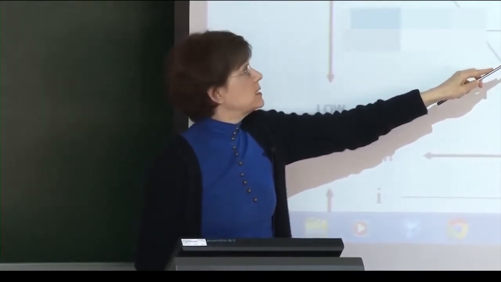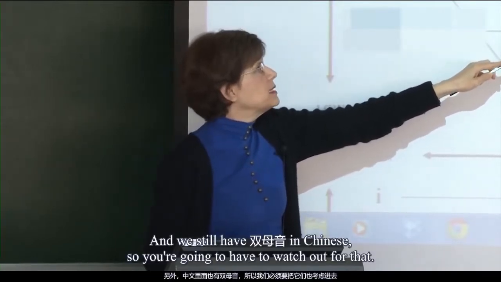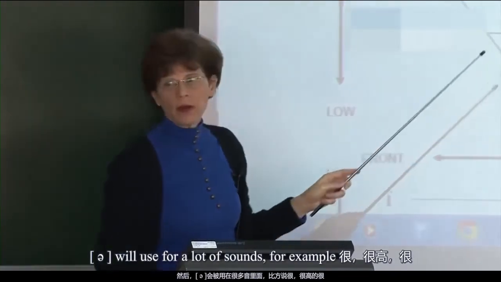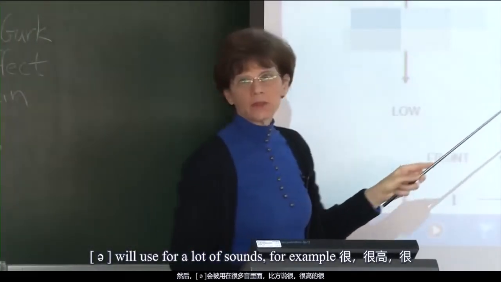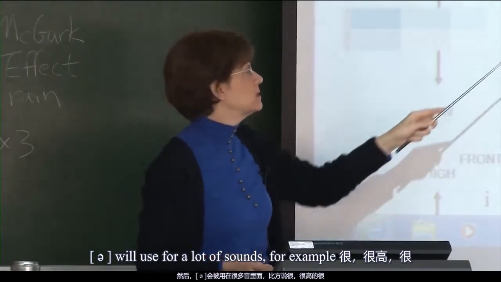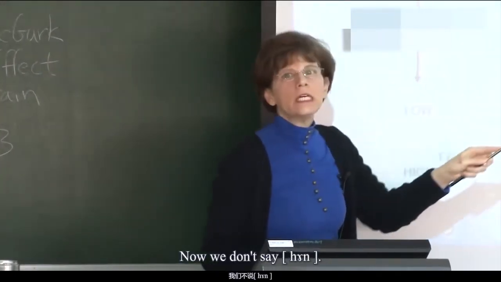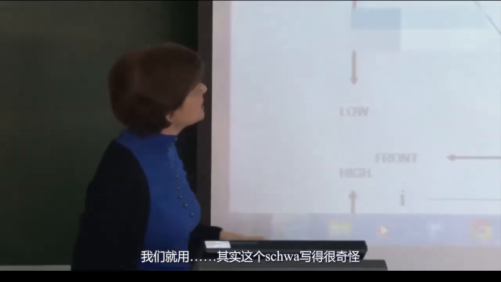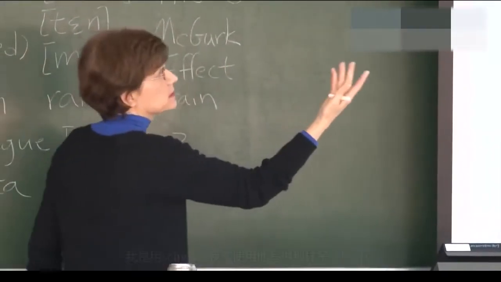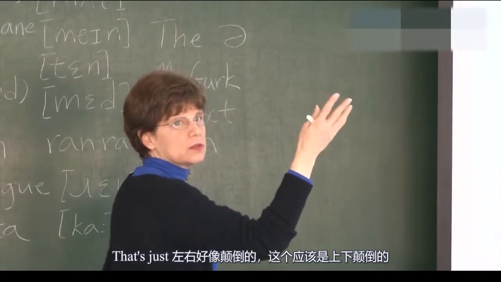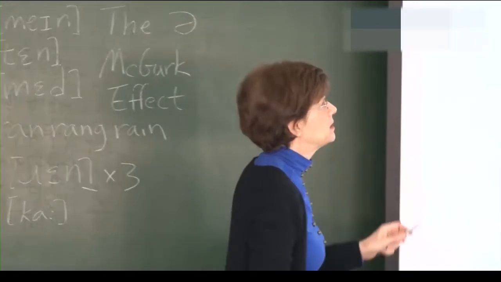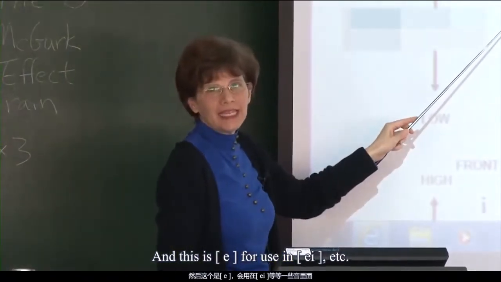O, and this is O. And we still have 双母音 in Chinese, so you're going to have to watch out for that. We'll use it for a lot of sounds. For example, 很高, 很. Now, we don't say 很. 没有这样的音，我们就不用这个符号，其实这个 schwa 写得很奇怪。我不是用他写的那样子，那个左右好像颠倒的，这个应该是上下颠倒的。So I don't use that. I use a regular schwa. And this is A for use in AE, etc.